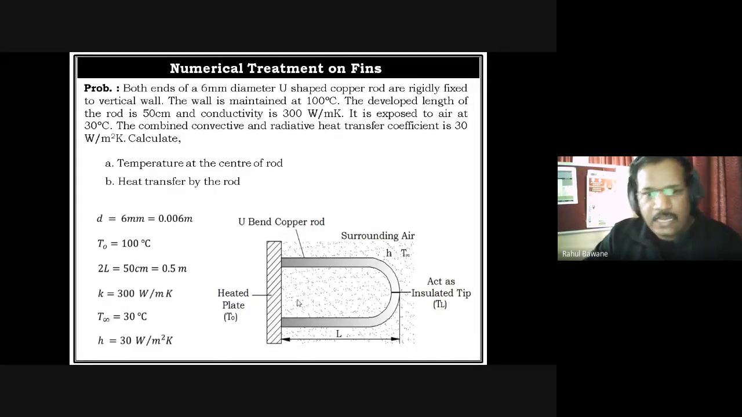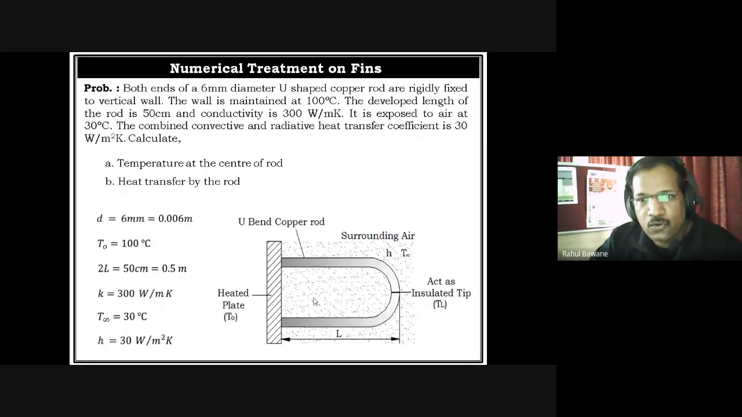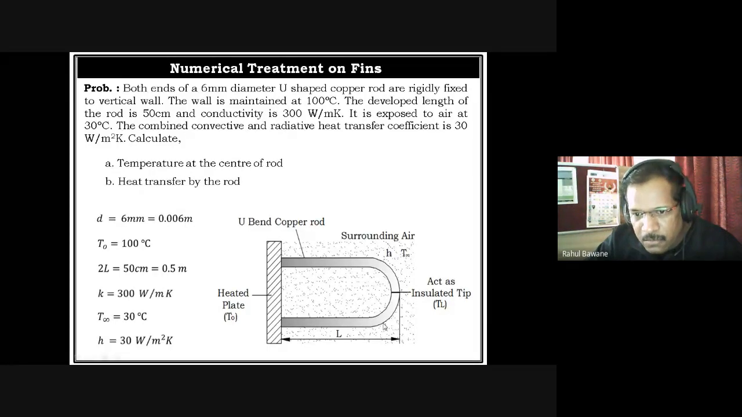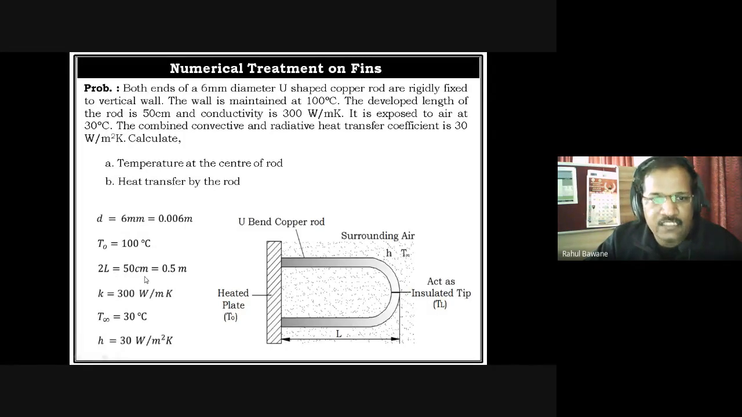Now, what is the developed length? Developed length means, as you might have seen in your engineering graphics, the development of a prism or cone, where we expand it. If I extend this rod and make it straight, that total length will be the developed length. But it is in a U shape, so the total length will be 2L. If I bend it into a U shape, half will be L. So here we give the notation 2L equals 50 centimeter.